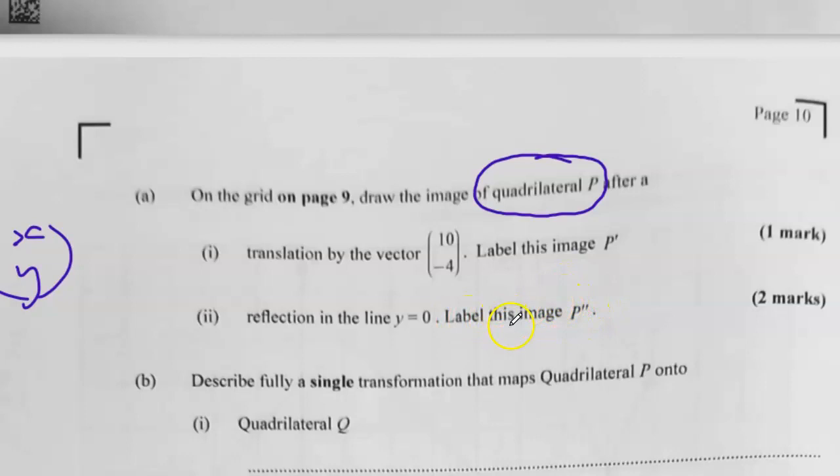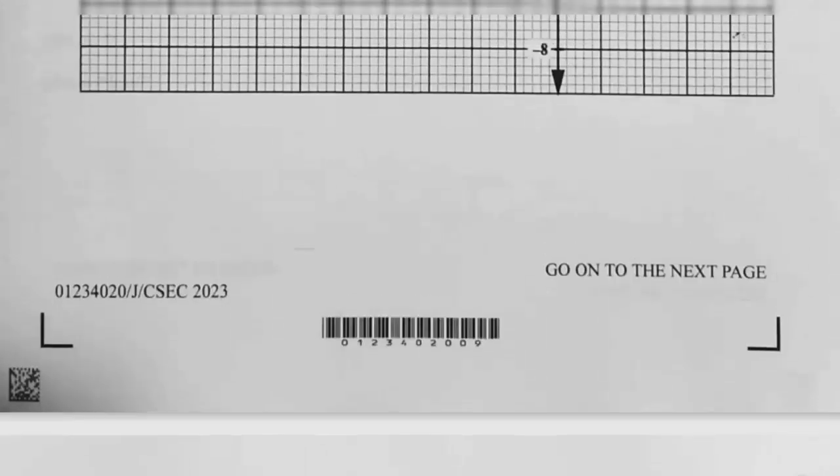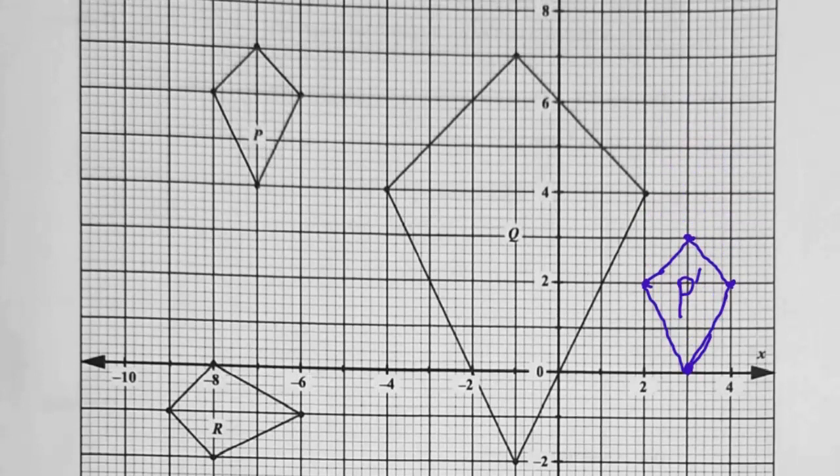Alright, so P, we're going to reflect it in the line y equals 0. Now the line y equals 0 is the x-axis. So pretty much we're being asked to reflect P in the x-axis. Alright, so the x-axis will be what we call a mirror line. So reflect P in the x-axis.